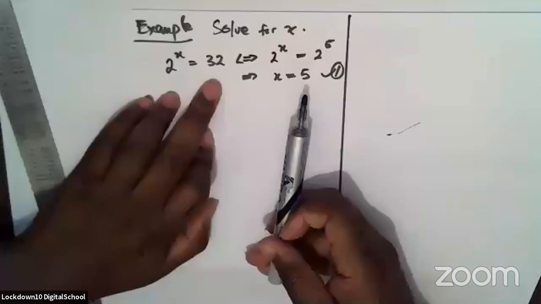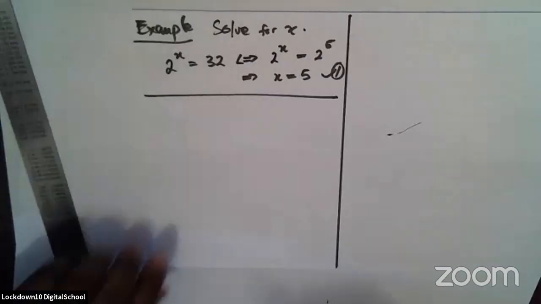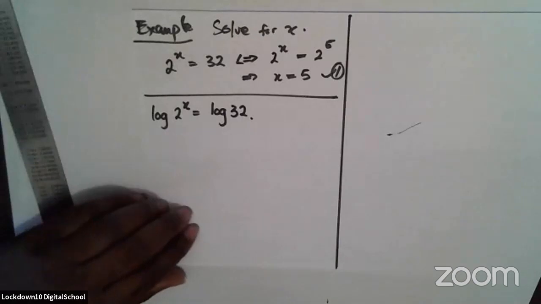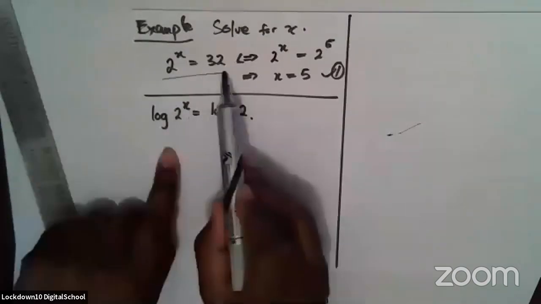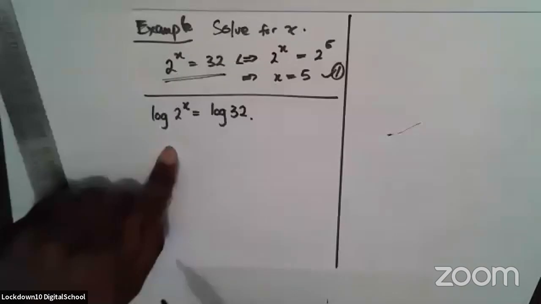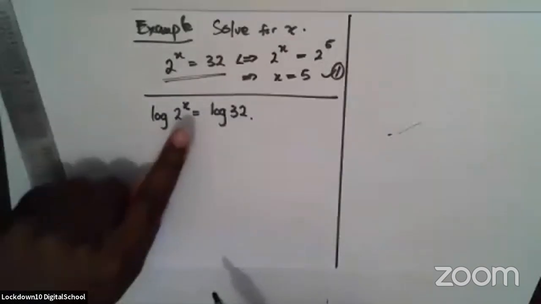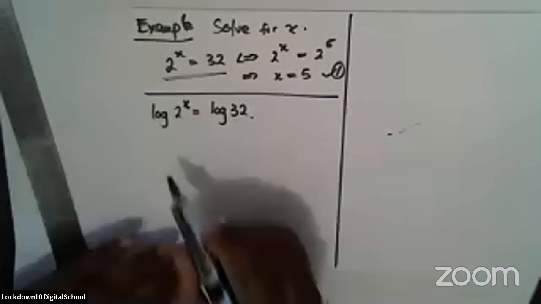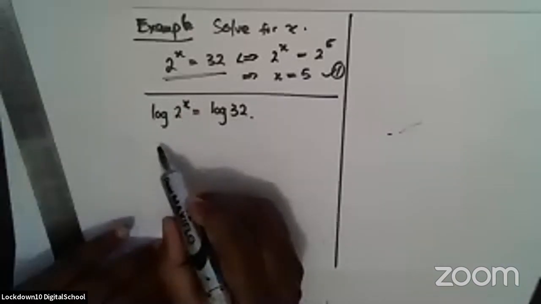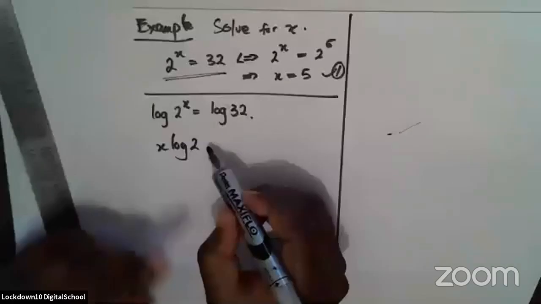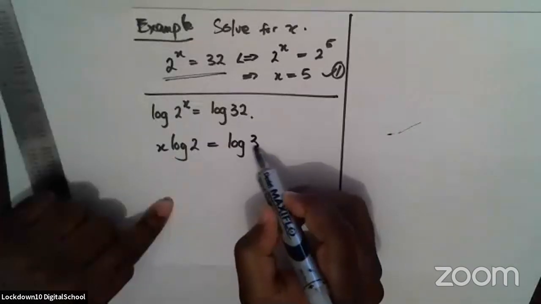So the easiest thing is to introduce logarithms, both sides. So if you introduce logarithms, we have log 2 to the power x is equal to log 32. I've just introduced the logs, both sides. But by the exponential law, if I have log x to the power 2, the x comes down. So it becomes x log 2 using the law. This remains as log 32.